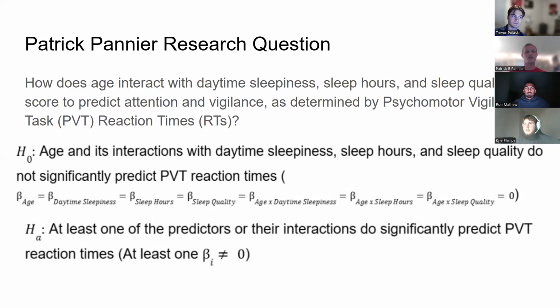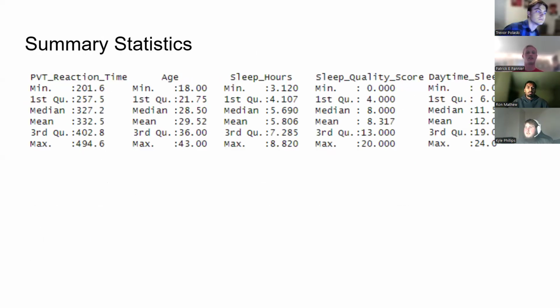Finally, coming to my model, I wanted to look at how age interacts with daytime sleepiness, sleep hours, and sleep quality score to predict attention and vigilance as determined by psychomotor vigilance task reaction times. Here are my summary statistics. The only thing of note is the PVT reaction times ranging from 201.6 to 494.6, which is unusual because the standard for vigilance lapses in the PVT is reaction times over 500, so no participant met the vigilance decrement threshold.